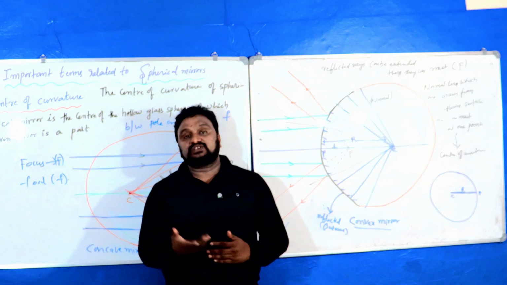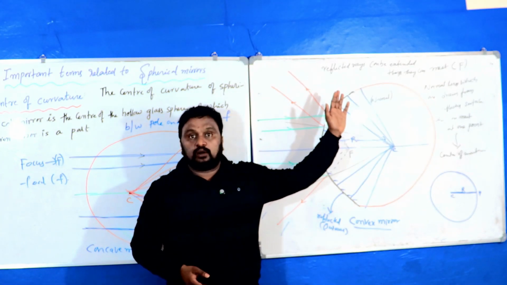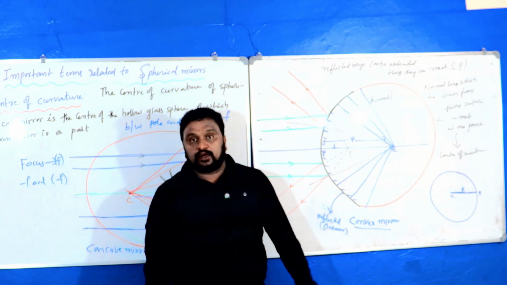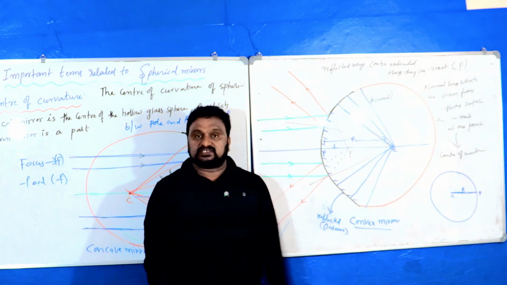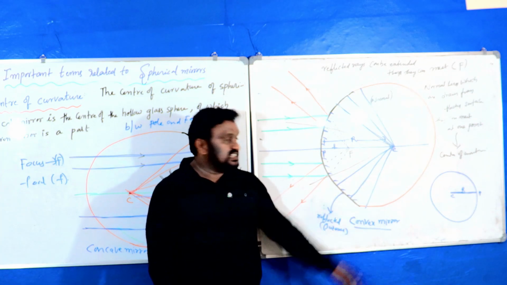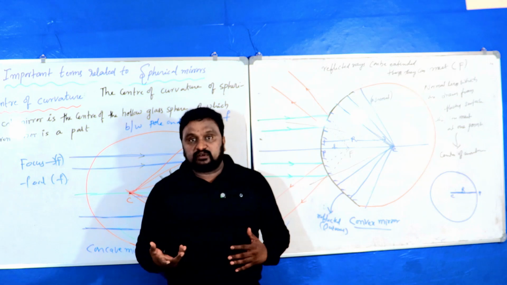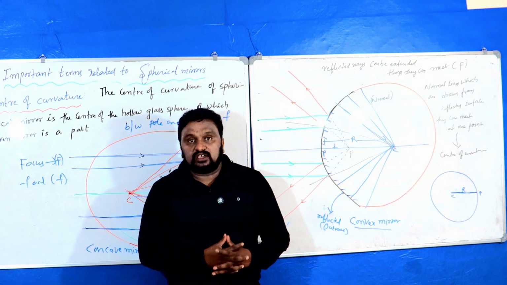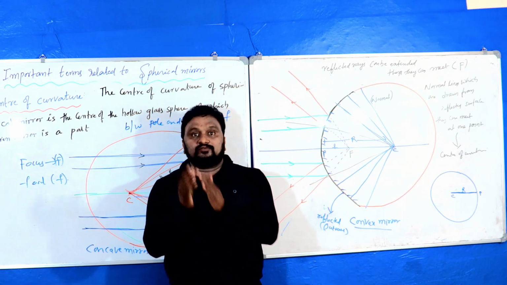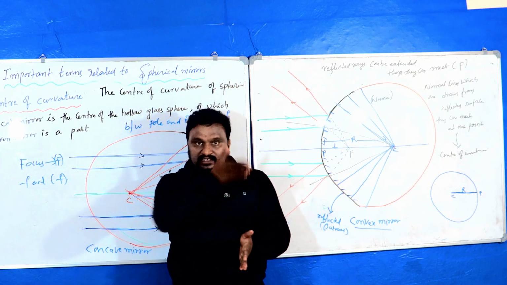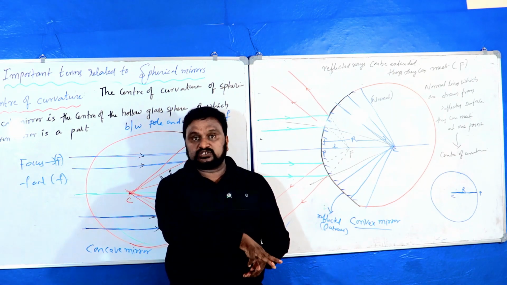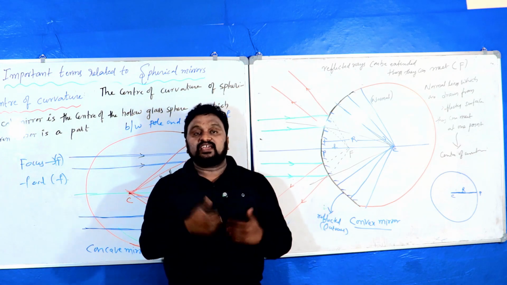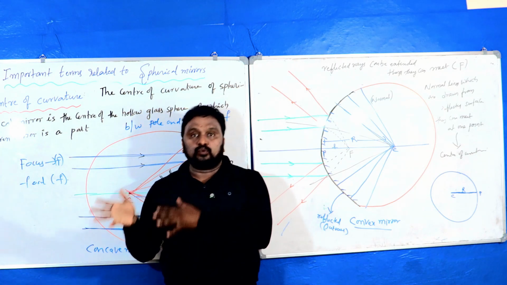But in case of a convex mirror, we have to extend the reflected rays. They can meet at one particular point. That point we call the focus or principal focus. And next thing is what is meant by center of curvature. The glass sphere center is what we call center of curvature. From the glass sphere only we can cut either a convex mirror or a concave mirror. The reflected rays meet at one particular point, which we call focus.